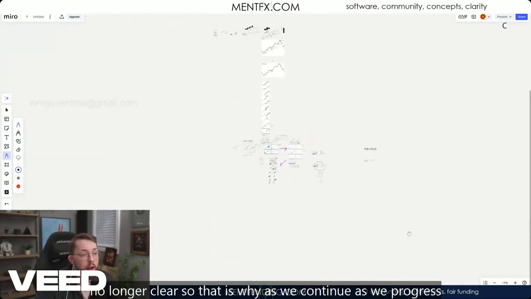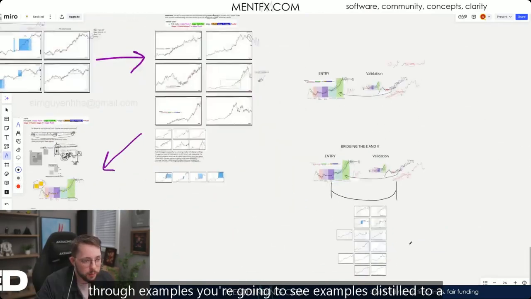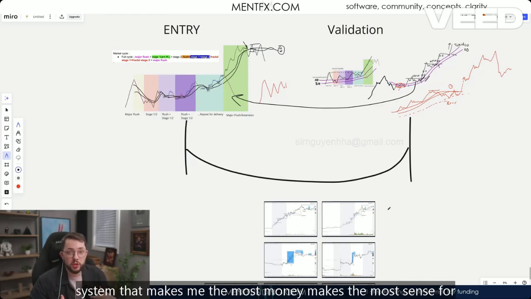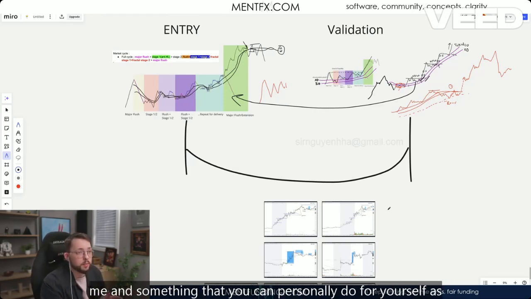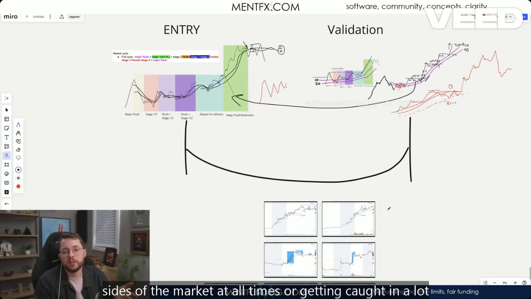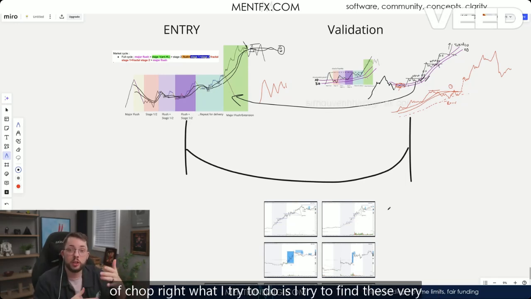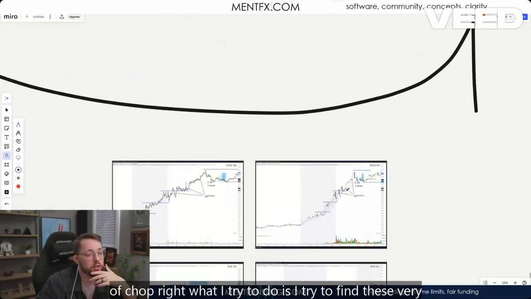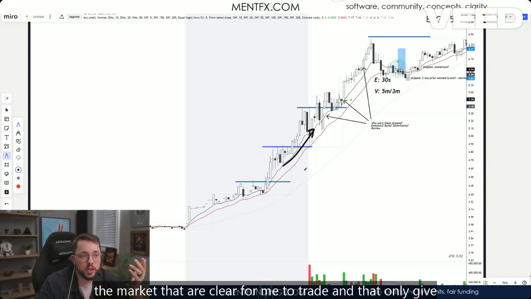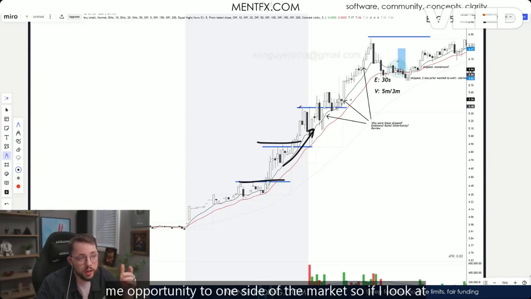So that is why, as we progress through examples, you're going to see examples distilled to a system that makes me the most money, makes the most sense for me, and something that you can personally do for yourself as you potentially run into snags or problems like trading both sides of the market at all times or getting caught in a lot of chop, right? What I try to do is I try to find these very clear conditions in the market that are clear for me to trade and that only give me opportunity to one side of the market.